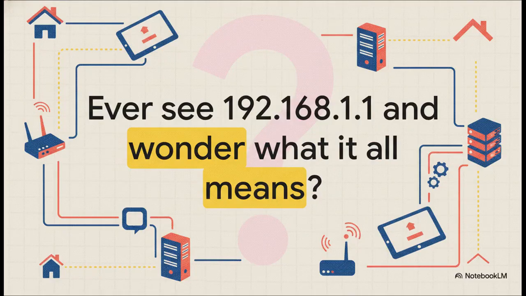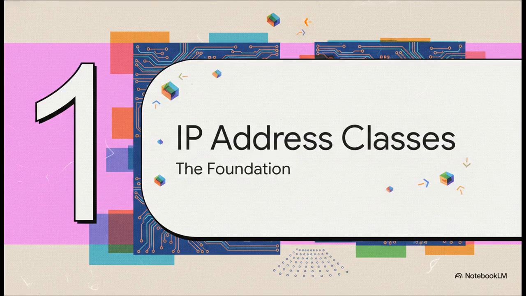I mean, come on. You've definitely seen this one before, right? Probably when you were setting up your Wi-Fi at home. It just looks like a random jumble of numbers. But I promise you, by the end of this, you'll be able to look at an address like that and know exactly what every single part of it is for. So, where do we even begin?